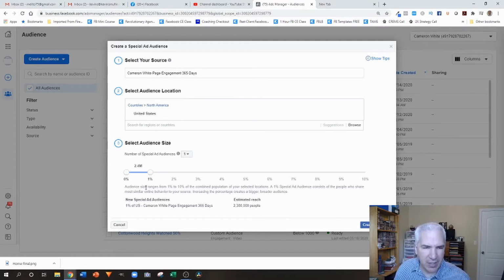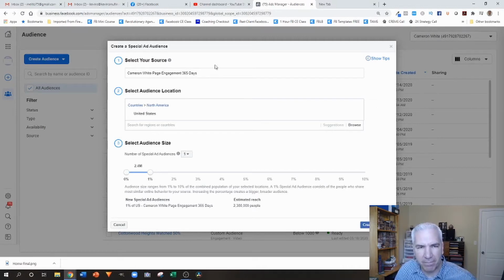So it's important to read this. It's right here. It says audience size ranges from 1 to 10% of the combined population of your selected locations. A 1% special ad audience consists of the people who share the most similar online behavior to your source. Increasing the percentage creates a bigger, broader audience.